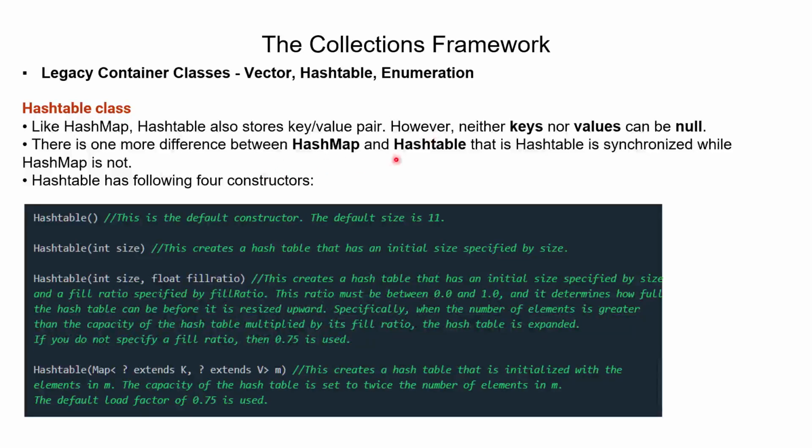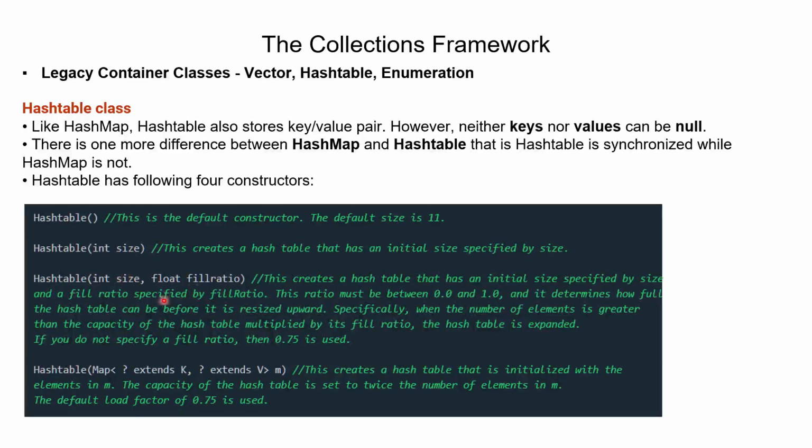There is a difference between a HashMap and a Hashtable. The Hashtable is synchronized while the HashMap is not. And the Hashtable has the following constructors. We have a Hashtable with no parameters, and this creates a default size of 11. If we pass in an integer, it creates a Hashtable that is initialized to the size of the integer that's passed in.